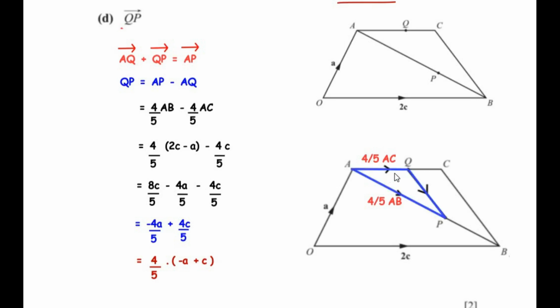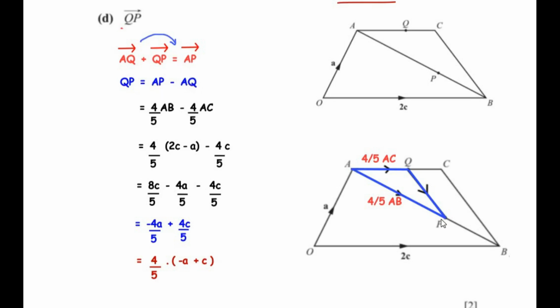Now again we are going to make a relationship, that is AQ and QP are going in the same direction, so we have added them together, which is equal to AP, which is going in the opposite direction, so we have written it on the other side of the equal to sign. Now since we need to find out QP, we are going to send AQ to the other side of the equal to sign. So QP will be equal to AP minus AQ.